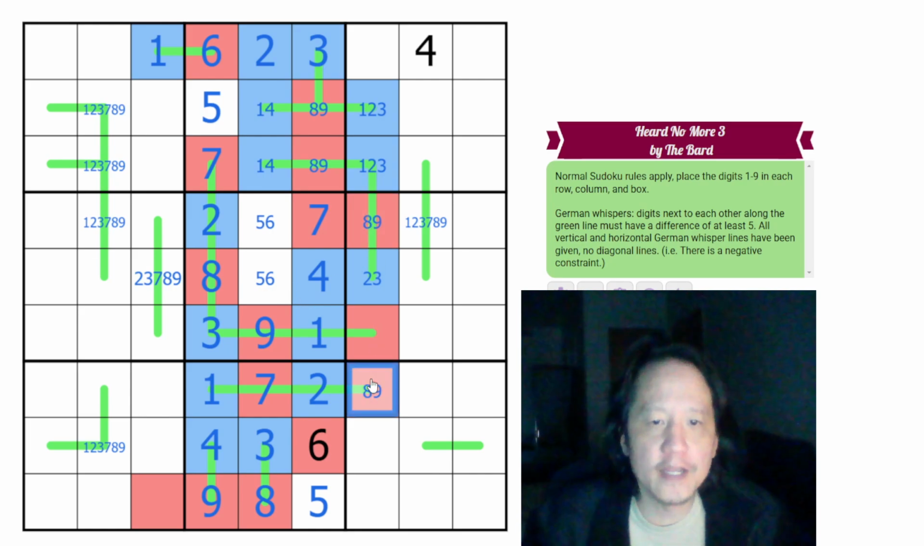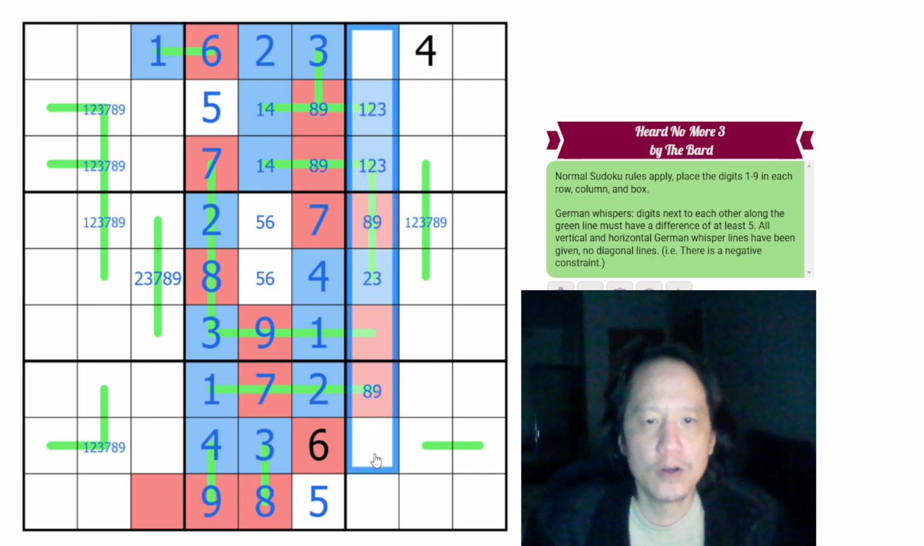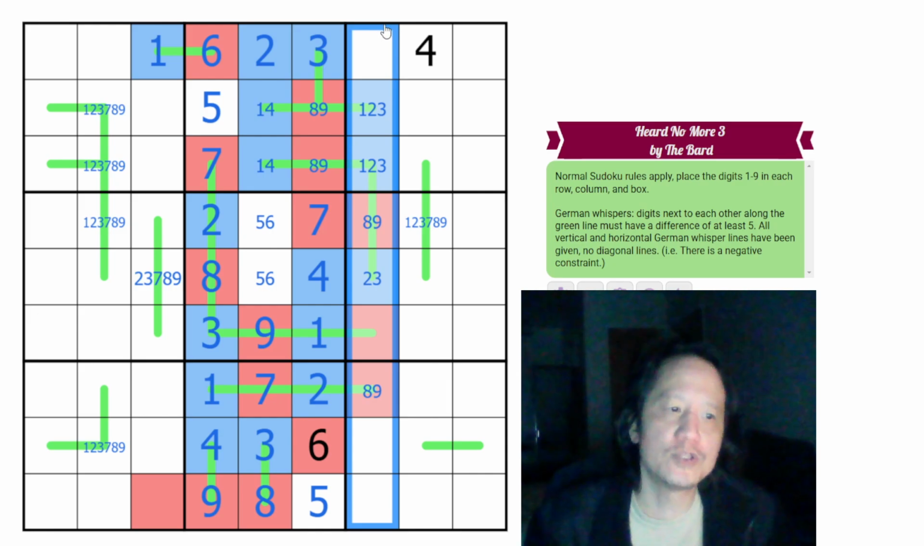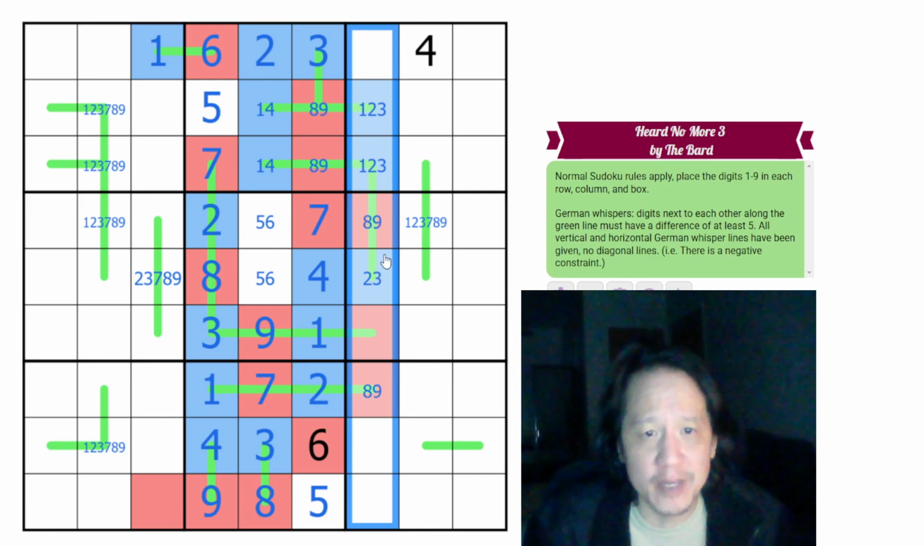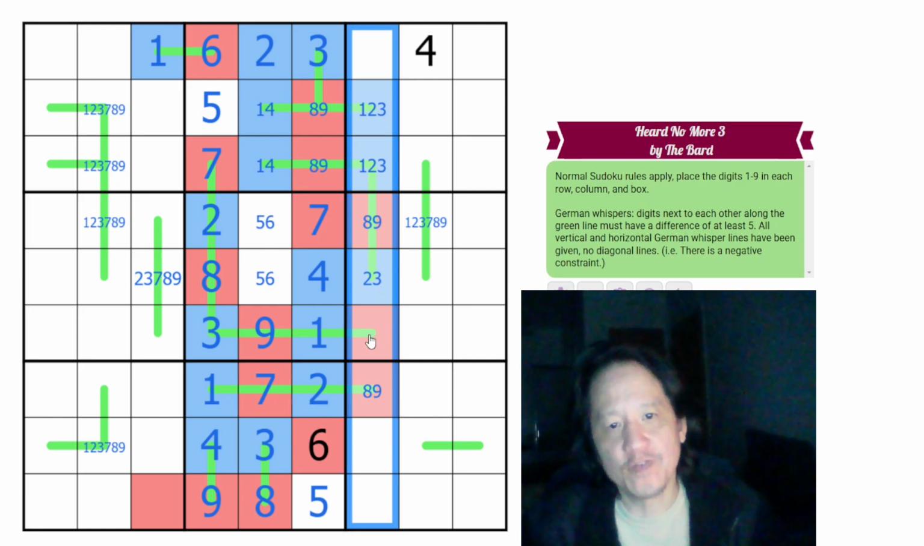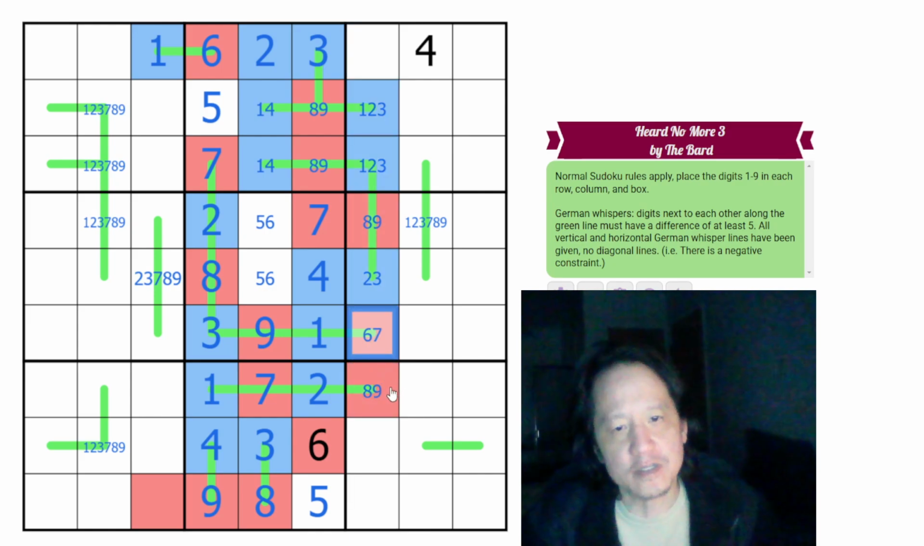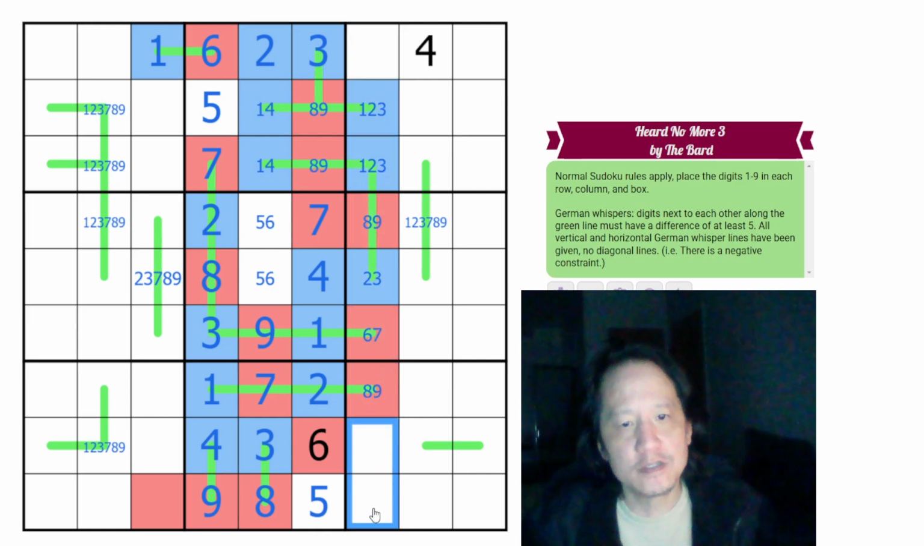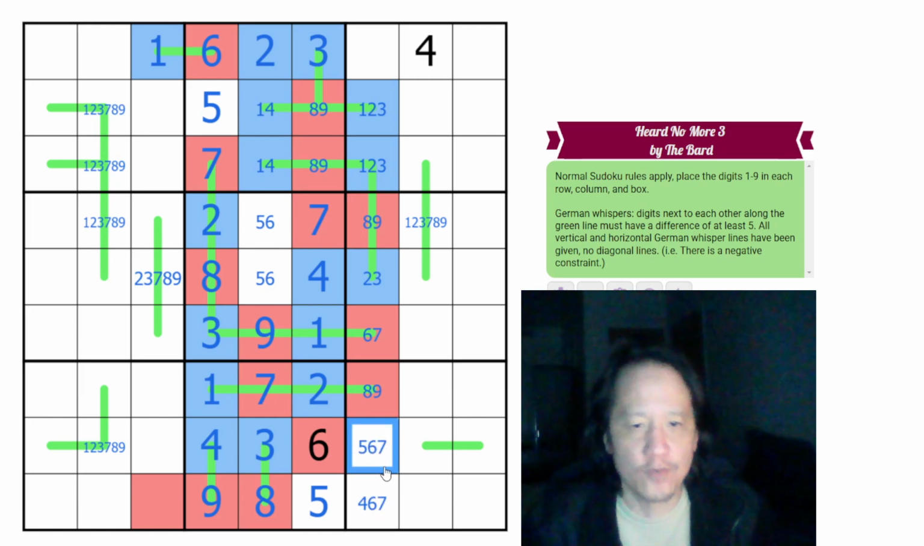Now we have an 8, 9, 8, 9 pair and a 1, 2, 3 triplet in column 7. That means 1, 2, and 3, and 8 and 9 are eliminated from the rest of the column. So it can only have 4, 5, 6, or 7. This could only be 6 or 7. This could be 4, 5, 6, or 7, but this can't be 5. This can't be 4 or 6.